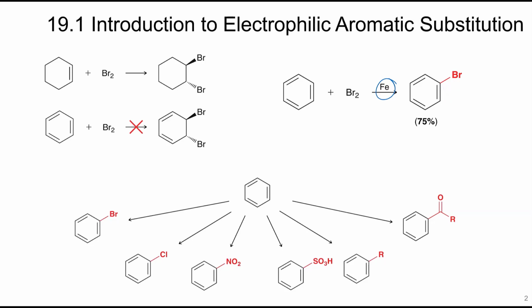These reactions are called electrophilic aromatic substitution reactions, or EAS. With this type of reaction, we can do several things, including put bromines or chlorines on, we can add a nitro group to the benzene, a sulfonate group, an alkyl group, or an acyl group. So we'll look at all these reactions in this chapter.